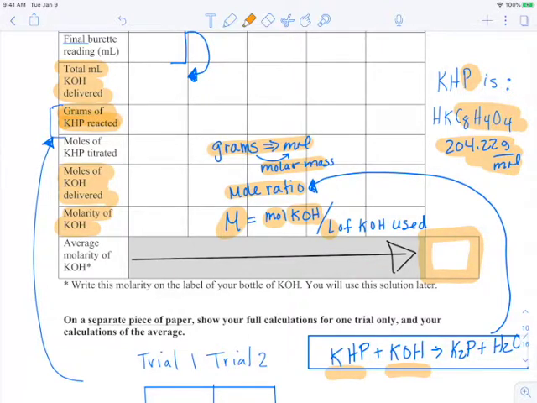And finally, at the end, we want you to average them. It's kind of weird the way this is written, but we want you to put your answer, the average, right over here. So average, add both together, and then divide by 2.